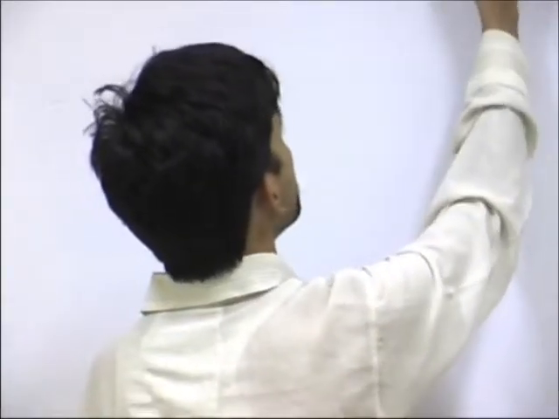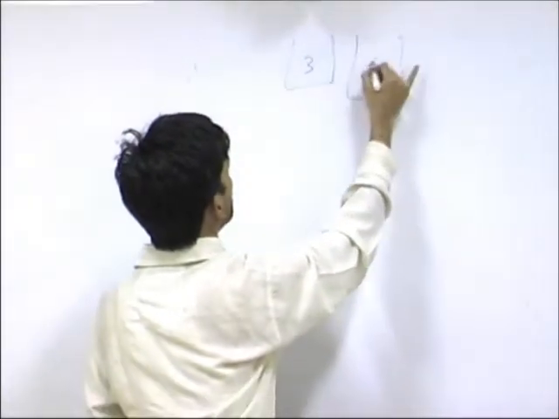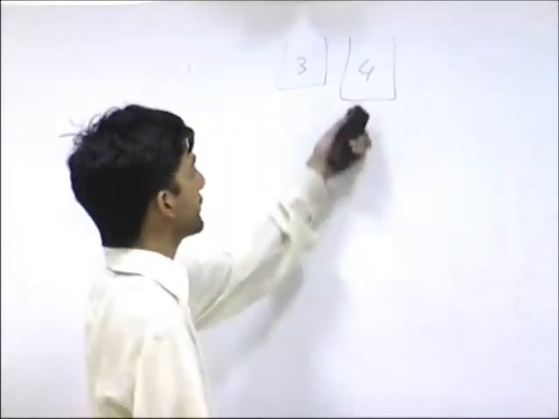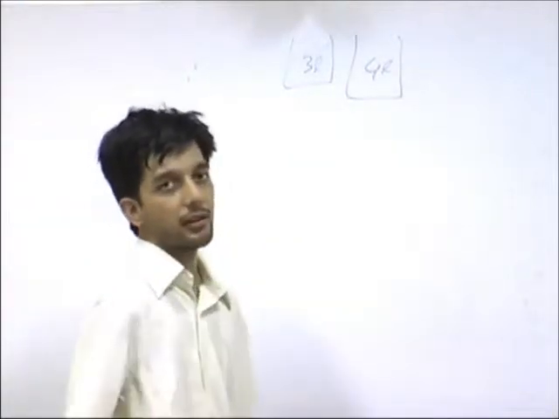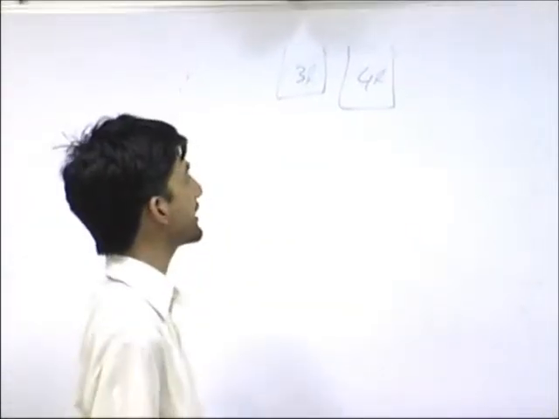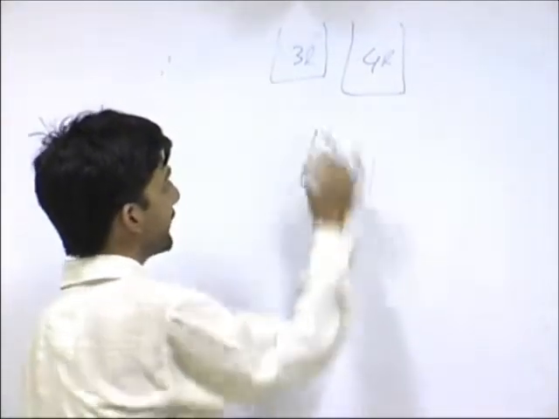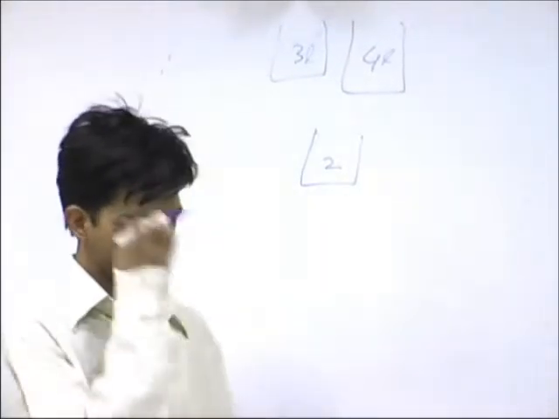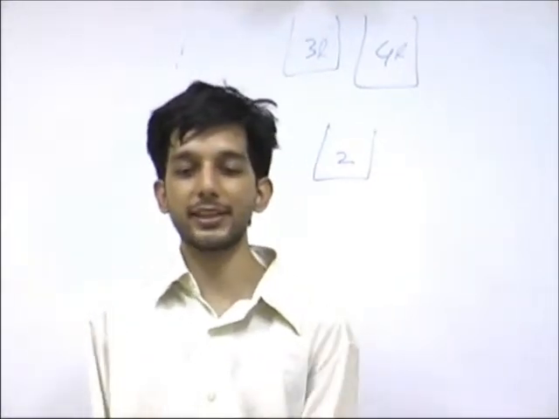I'll take a very short problem and try to solve a bit of it. Suppose there were two jugs. This has a volume of 4 liters and this has a volume of 3 liters. Now I have to get 2 liters in either one of these jugs. That is what I am supposed to do. And of course there is infinite water available.